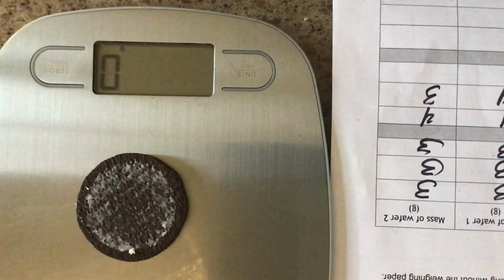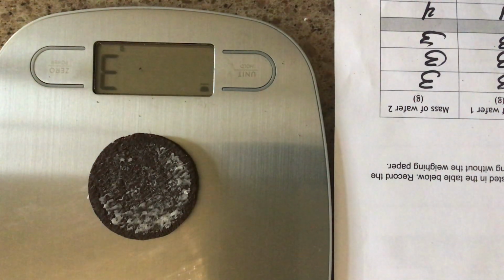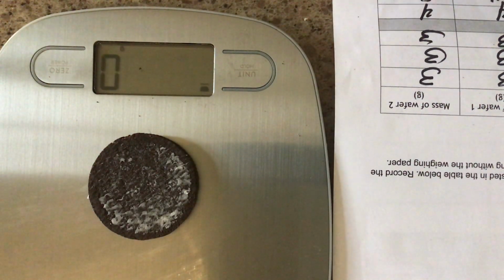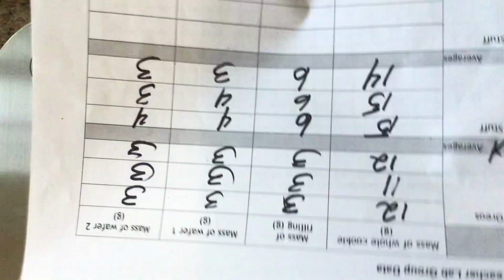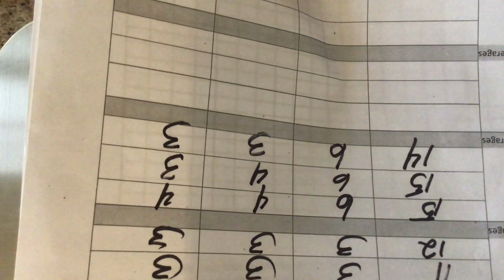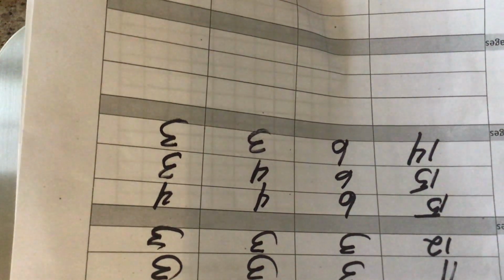Alright, first cookie. 3. Second cookie. 3. 4. It's having technical difficulties. So for the last double stuffed cookie, we have 14, 6, 3, and 3. Okay, all right. Moving on.